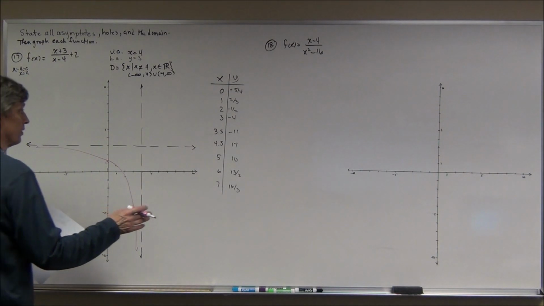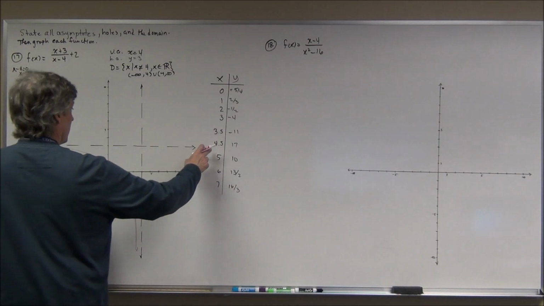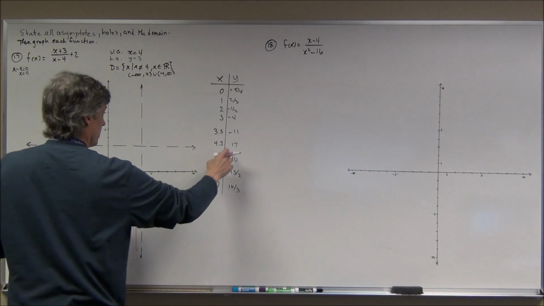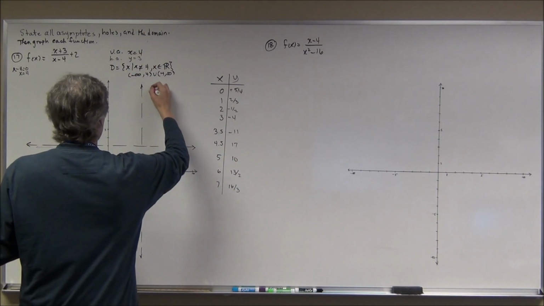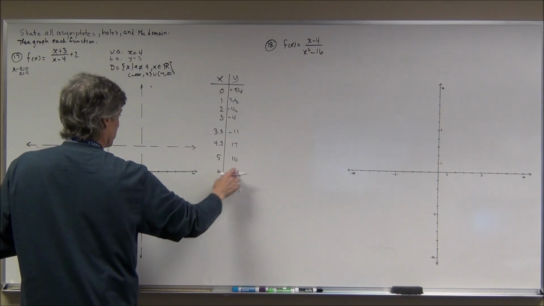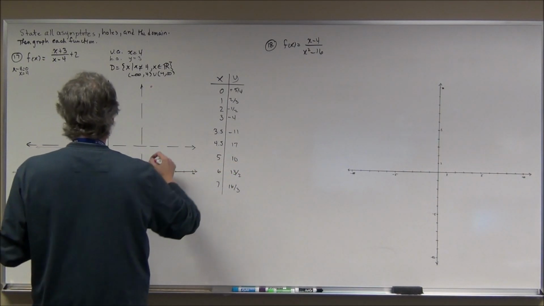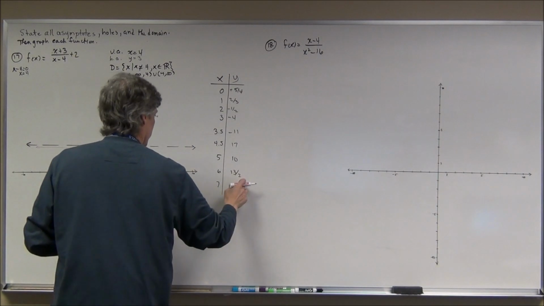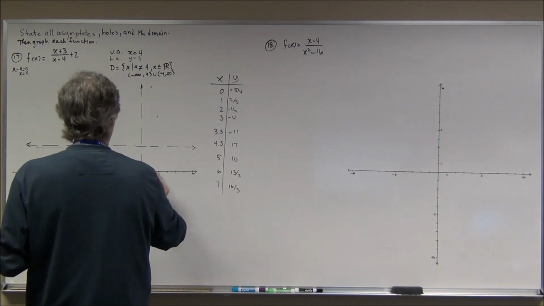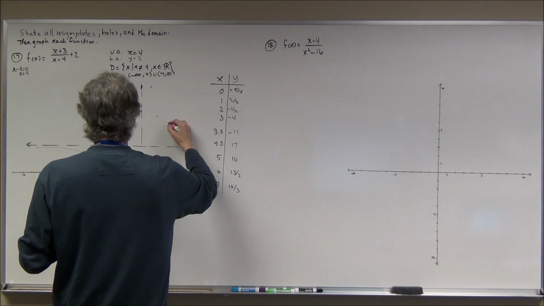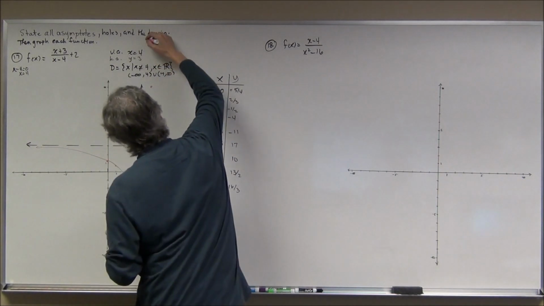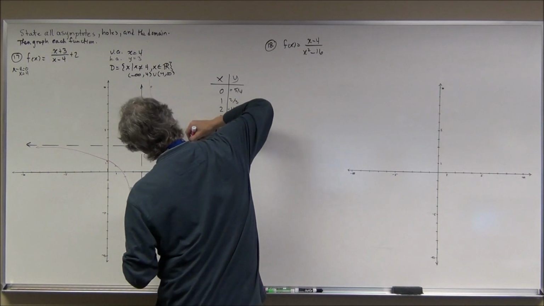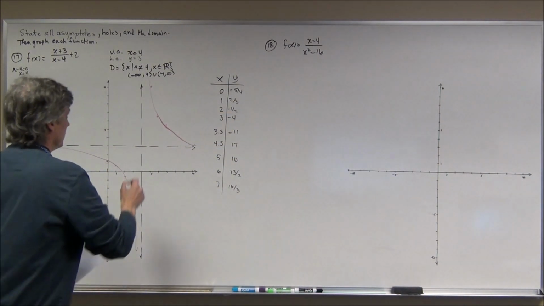Then to get the other part of the graph, and hopefully I didn't mess up with these, at 4.5, I'm up at 17. That's way up here somewhere. And then I'm at 5, 10. I'm at 6. This is 6.5. So 6, 6.5 would be about here. Then I'm at 7. This is 5 1/3. And you can probably see how it's coming down. Oops. And it's going to do something like that.